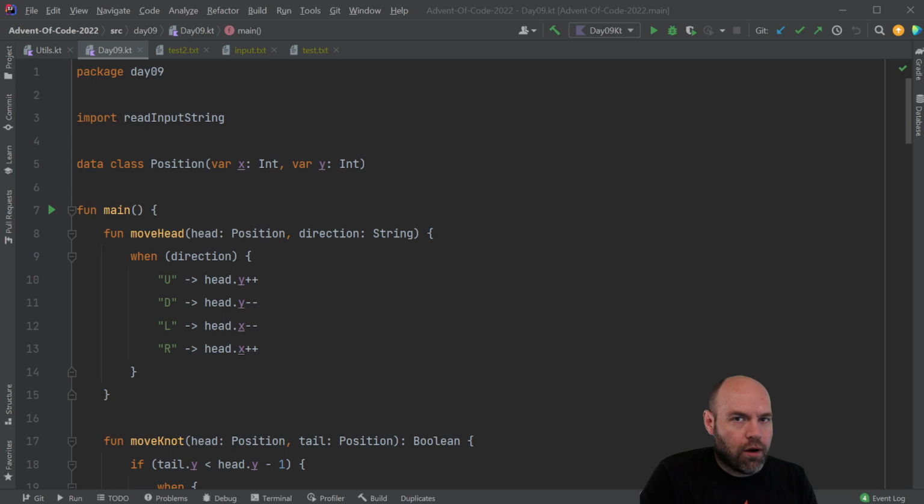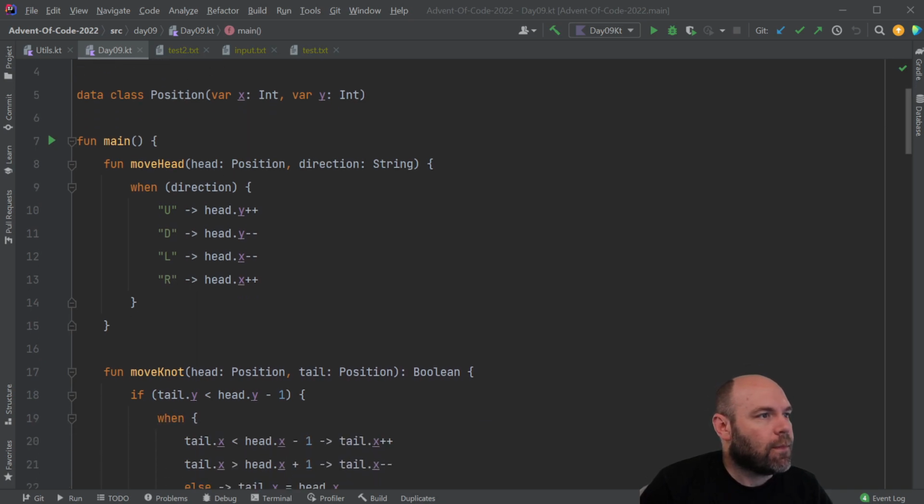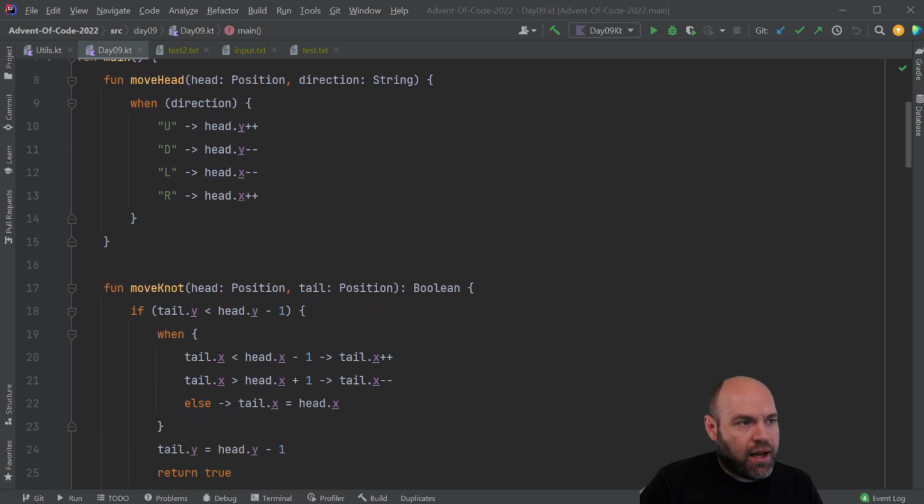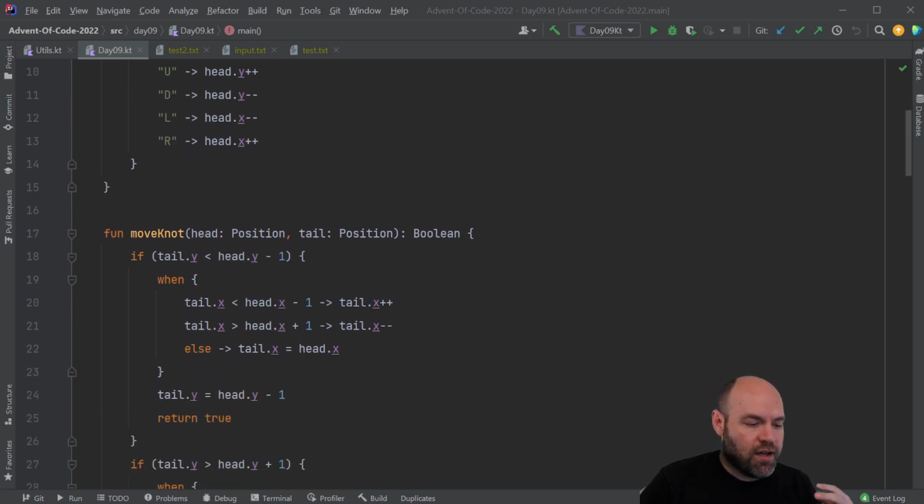And I'm just going to walk through the code instead of having you watch a bunch of boring debugging video. So first off, I split the movement stuff into two functions. I have a move head function, which basically just does what we did before. Whatever the direction is, it makes that transformation on the head. That's it. And then I have a move knot version, which does not move the head. It only moves the tail based off of the head's position relative to the tail.